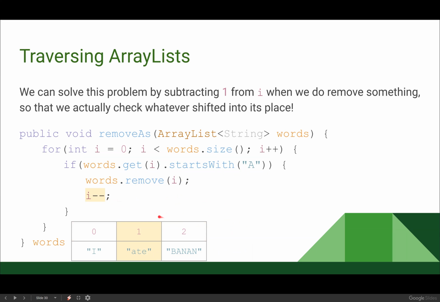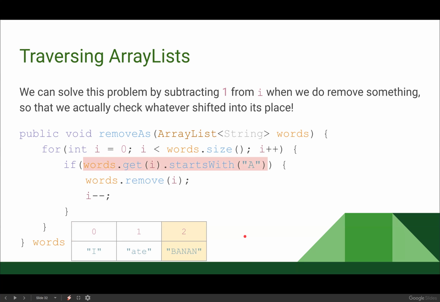So we say i--, and then we go back up and we do i++, and we check, does "banana" start with the letter A? Once again, "banana" does not start with A, so our condition is false. i++ happens. i is now not less than words.size. Loop is over. So our final end result becomes "I", "ate", "banana", which is good. We've actually removed all of the words starting with the letter A from our array list.